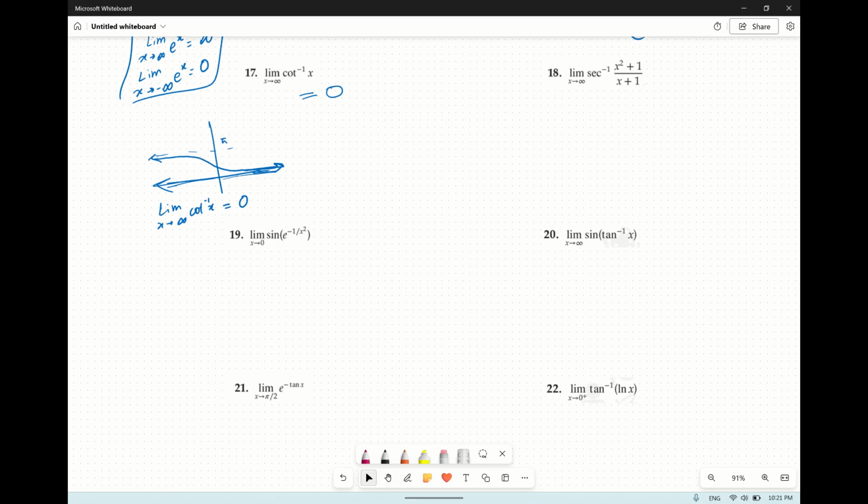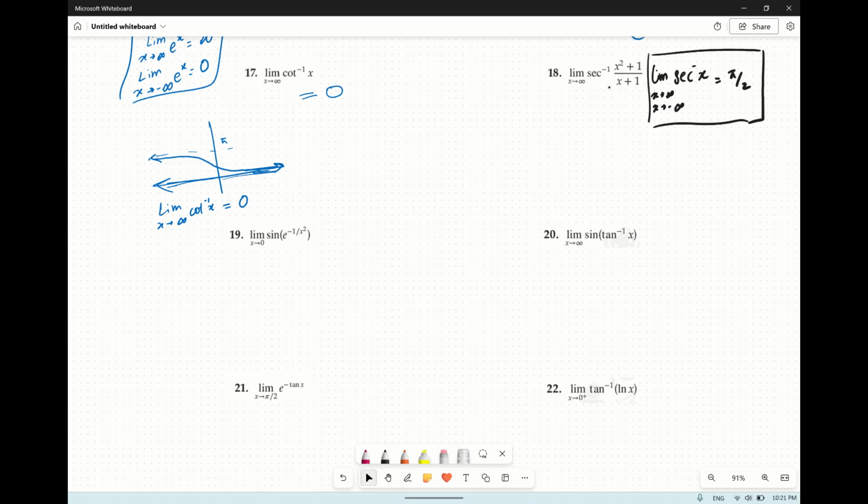Continuing with question number 18. Now here we have secant inverse as x approaches infinity. Something about the secant inverse that you need to know from the property of secant and how the graph of the secant inverse looks like: secant inverse of x as x approaches infinity or negative infinity is going to be pi over 2. So you need to know this from the behavior of secant inverse.